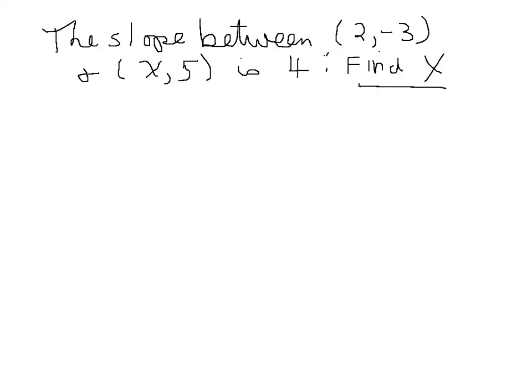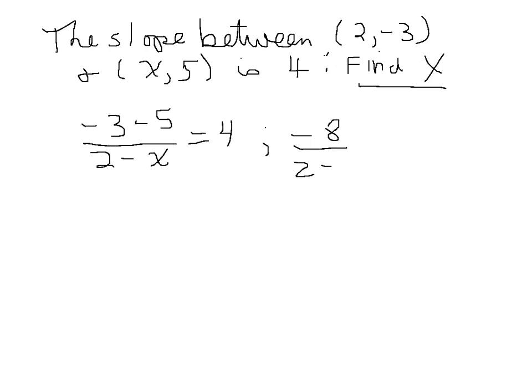So here's a way that we can make a little bit of an algebra problem. Suppose we're told that we have a point 2, minus 3 and a point x, 5. We don't know what x is. But we're told that the slope between these 2 points is 4, and we want to find x. And so what we simply do here is we find the slope, which is minus 3 minus 5 over 2 minus x, and that has to equal 4. Well, what that means is minus 8 over 2 minus x is equal to 4.